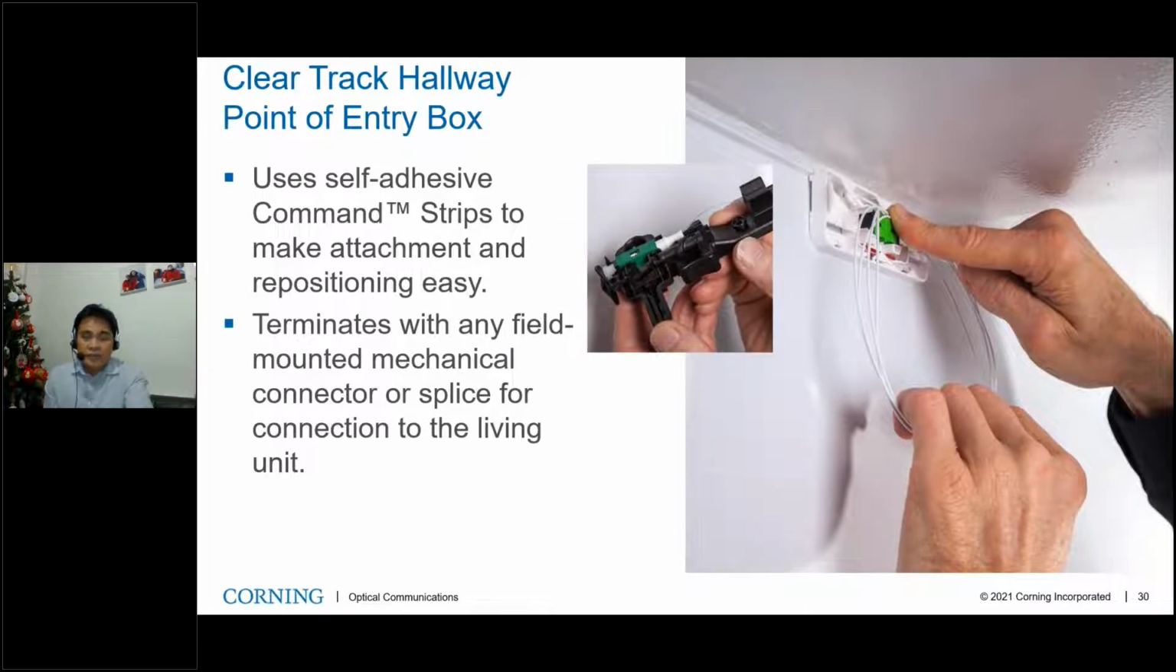To have a demarcation point between the hallway and living unit, a small point of entry box is installed along the corridors or hallways just outside the rooms or units. In this small point of entry box, you can terminate, you can do splicing, you can do field mount connectorization, and so on. So it will serve as a demarcation between the hallway as well as the in-living unit.